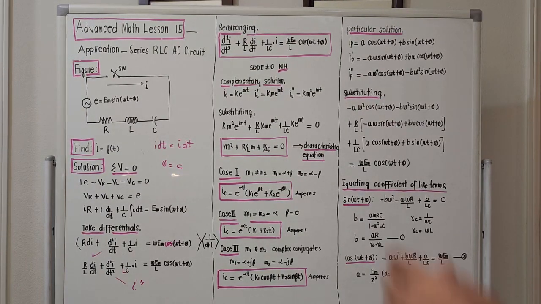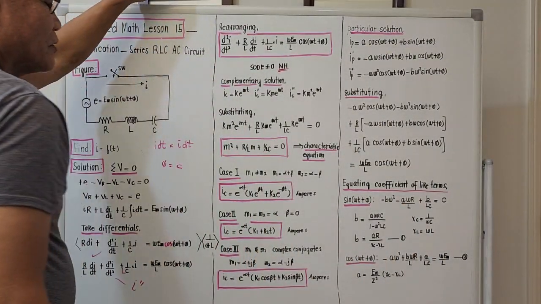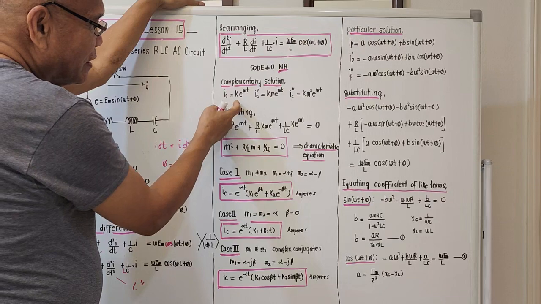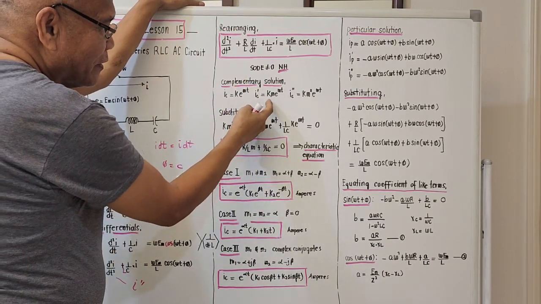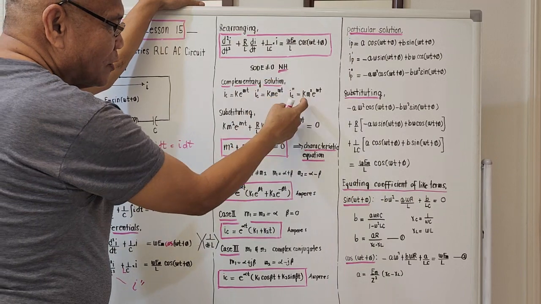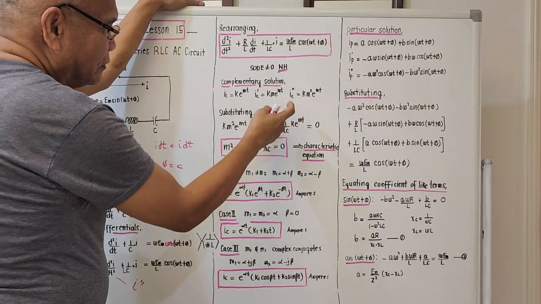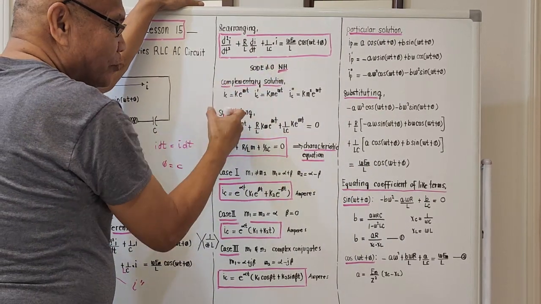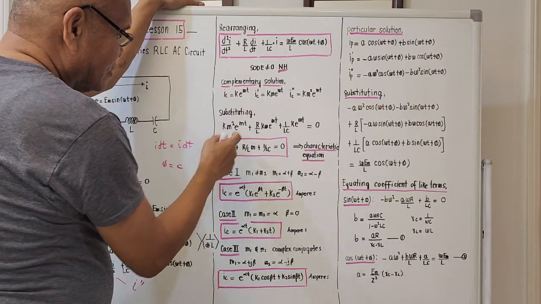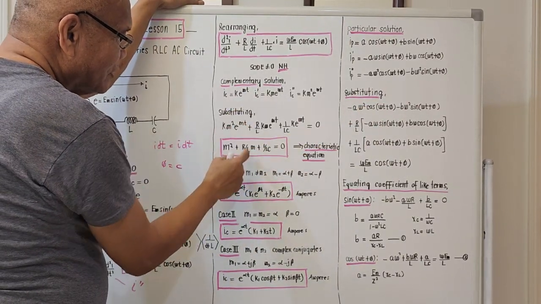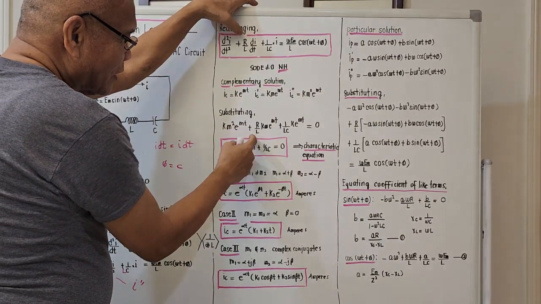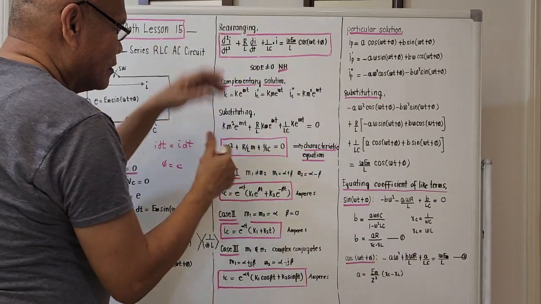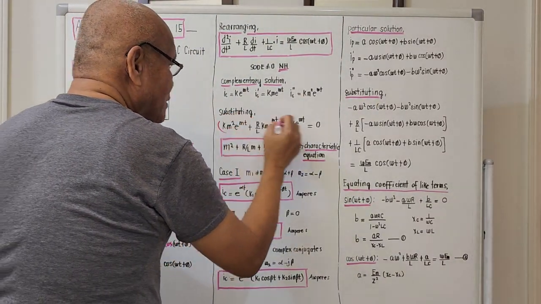Okay, let's try to bring out the complementary solution. As always, the complementary solution for a non-homogeneous will be k e to the mt. First derivative will be km e to the mt. Second derivative will be km square e to the mt. Take the second derivative, first derivative, and the value of I, we place it back here. Then we equate the right hand side to 0. So what will come out will be km square e to the mt plus R over L km e to the mt plus 1 over LC k e to the mt equal to 0.